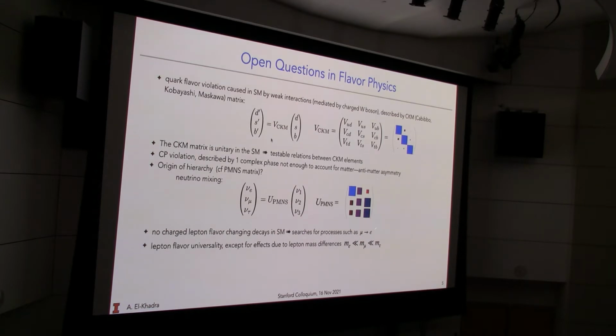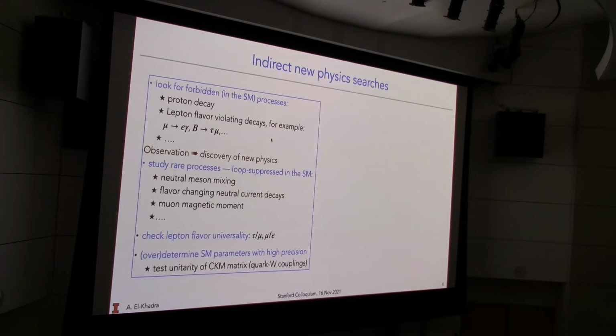In particular, it is striking that the mixing matrix in neutrino mixing has a very different hierarchy, no hierarchy, in fact. In the standard model, we don't have charged lepton flavor changing decays. So this then is a good test for discovering physics beyond the standard model, searching for processes where lepton flavor changes, for example. Lepton flavor universality allows us another way to put cracks into the standard model, and you'll see examples of both later on. So I'm mostly focused here on what are known as indirect searches for new physics.